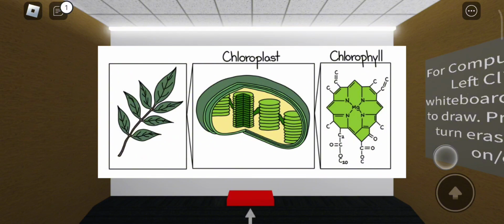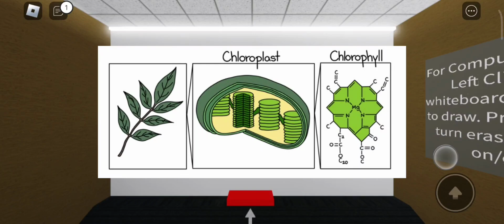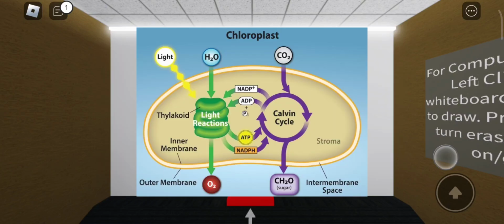In the leaves are chloroplasts, which contain structures called thylakoids arranged in stacks known as grana. The chlorophyll in the thylakoids captures sunlight, initiating photosynthesis. Photosynthesis is divided into two stages: the light-dependent reactions and the Calvin cycle.